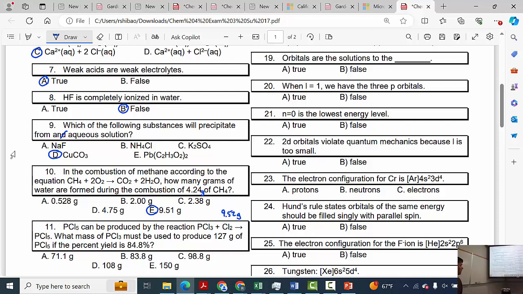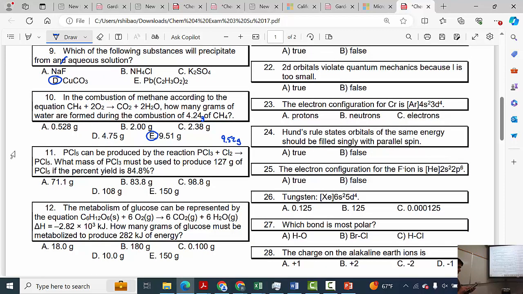If it's more significantly different, then I double check my calculation and then double check the answer. Let me try that one more time. So I'll double check my calculation. 424 converted to moles. Then it's a 2 to 1 mole ratio, and then times 18.02. Yeah, 9.52. It's all right.